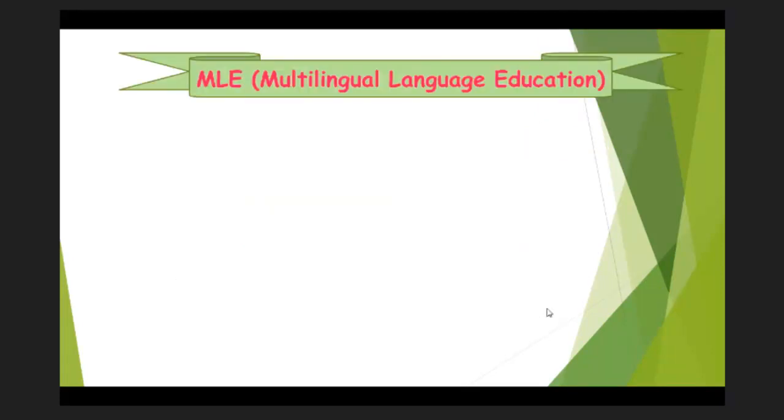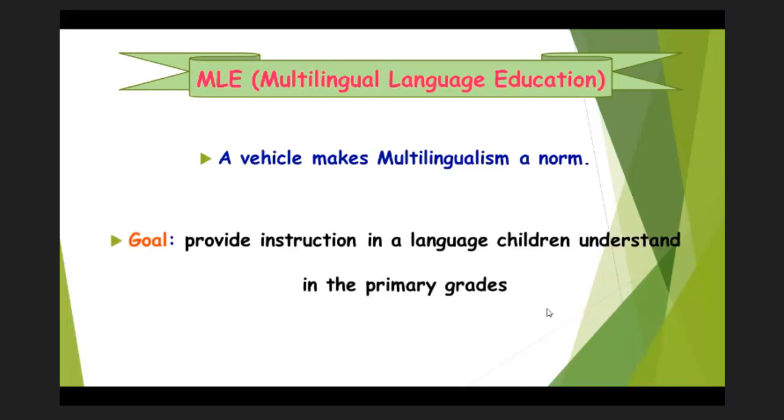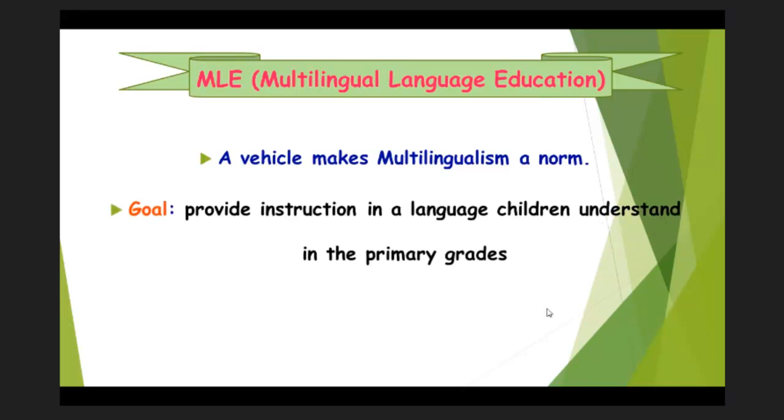And a vehicle to make multilingualism a norm. This is the use of multilingual language education. These educational programs aim to provide instruction in a language that children understand in the primary grades.